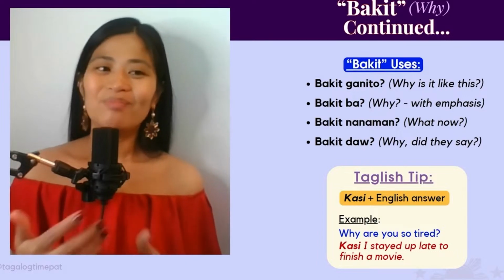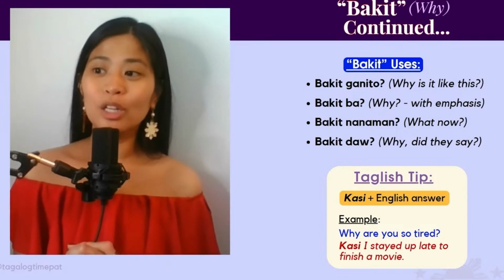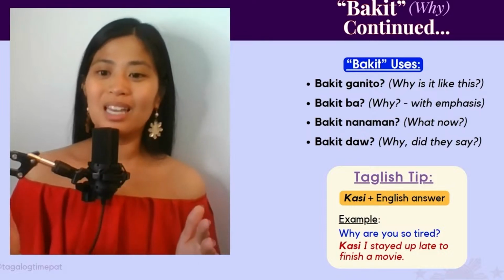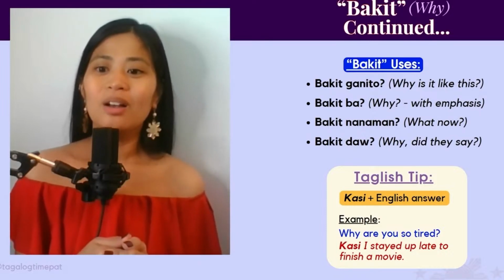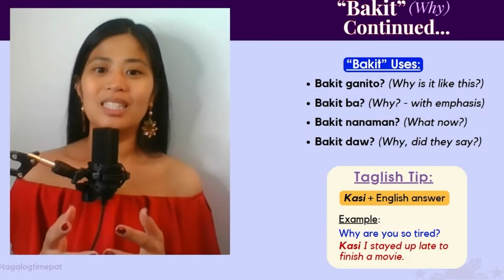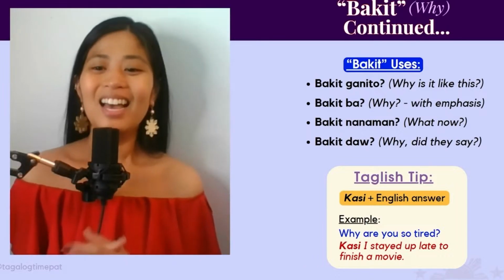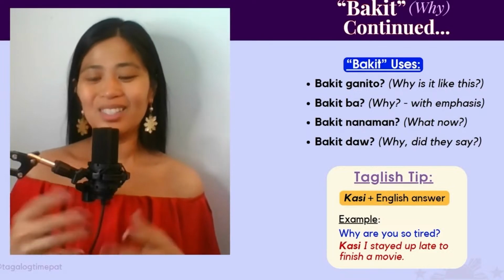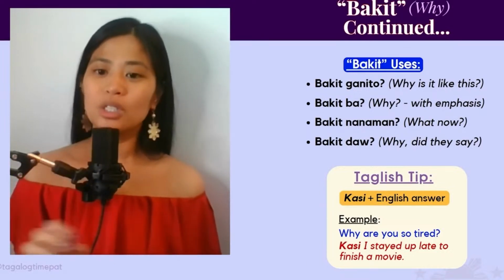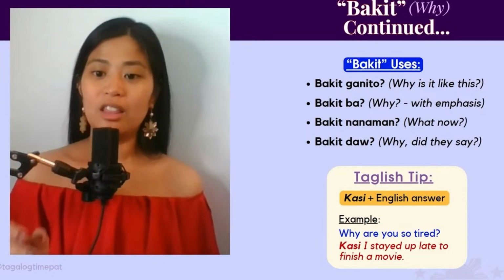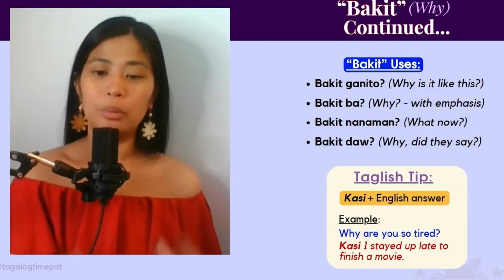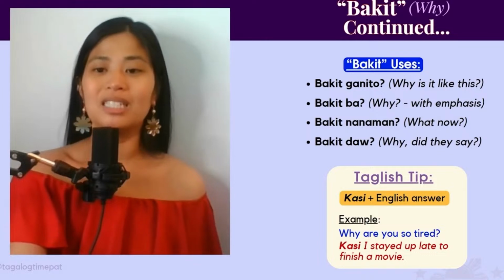And then the more vocabulary you learn, you'll eventually be able to say the whole phrase in Tagalog. Why are you tired? Kasi natulog ako ng late dahil nanonood ako ng movie. Okay, so just insert Tagalog words here and there, and then before you know it, you'll be able to say longer phrases in Tagalog. Now I want us to practice bakit.